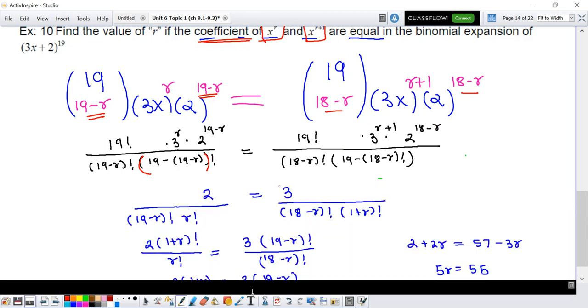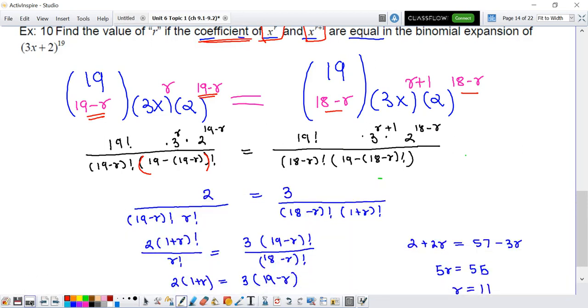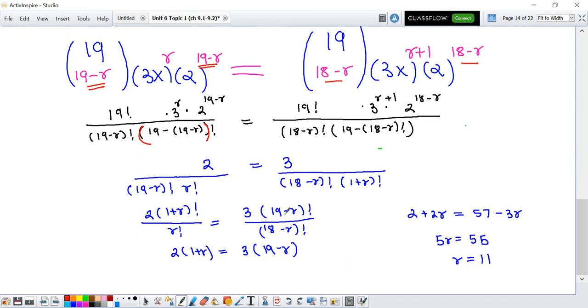And all the rest of the work is nothing but simplifying with factorials and cross multiplication. r factorial, 1 plus r factorial, let's go on the side and divide. r factorial is 1 plus r. 19 minus r and 18 minus r, left is 19 minus r. And then what I did is distribute and simplify. r is 11. We don't expect that a student can do this in a limited time during the assessment.